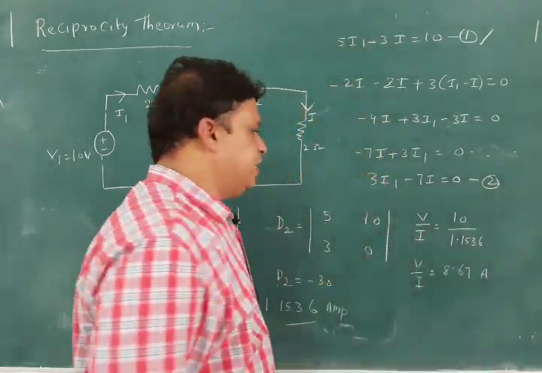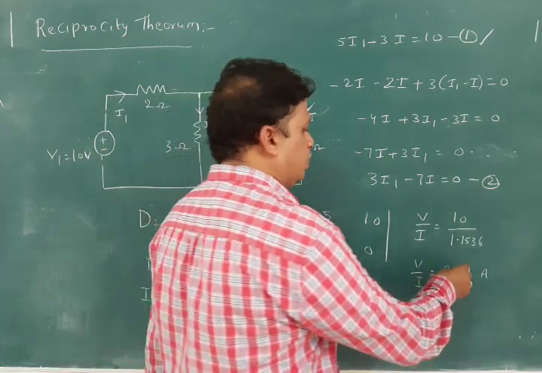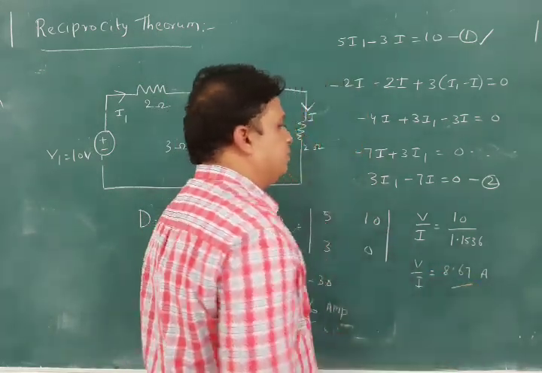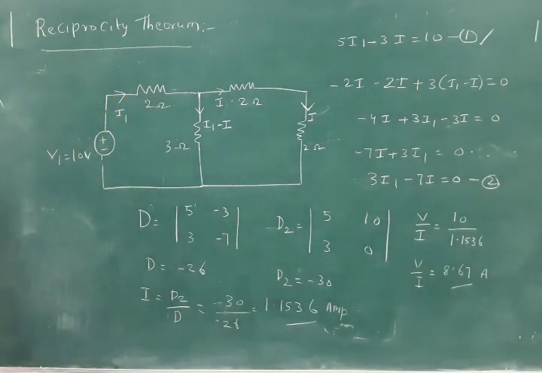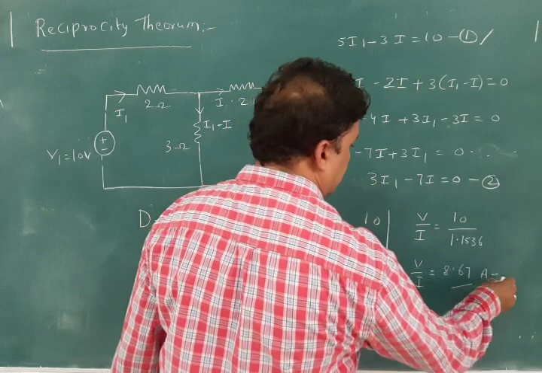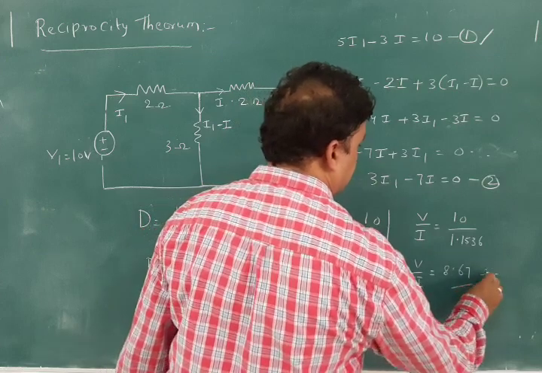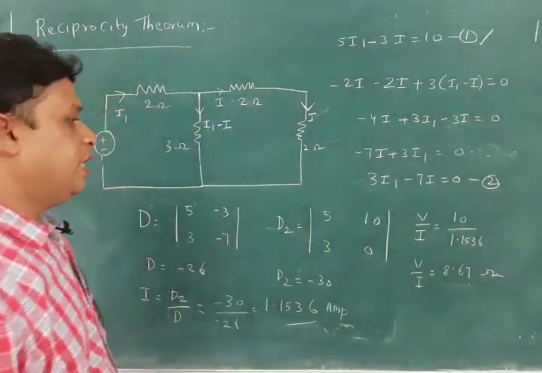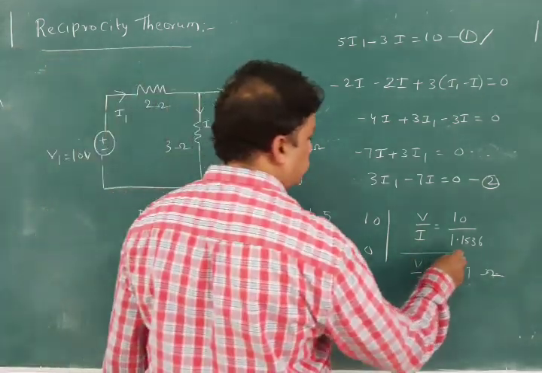If there is any decimal point, you can take the closer decimal value also, 8.67. Now V by I, what is V by I? It is nothing but ohms, not amperes, it is ohms. Current is in amperes. V by I is equal to 8.67.